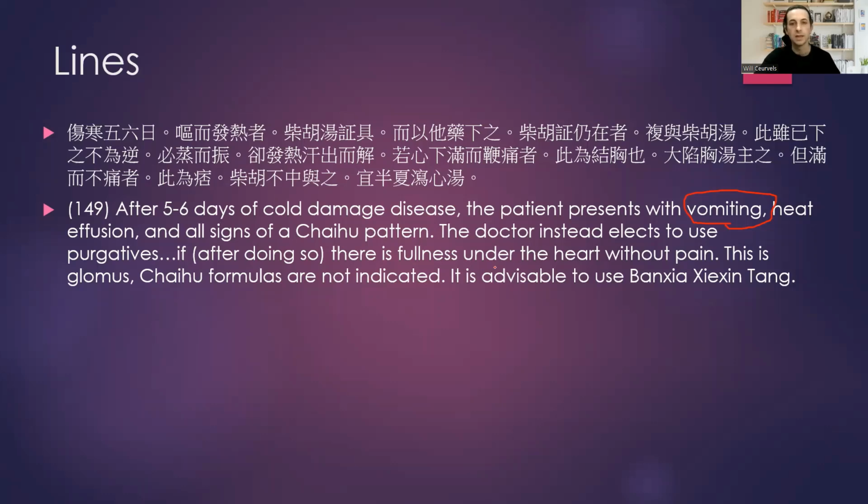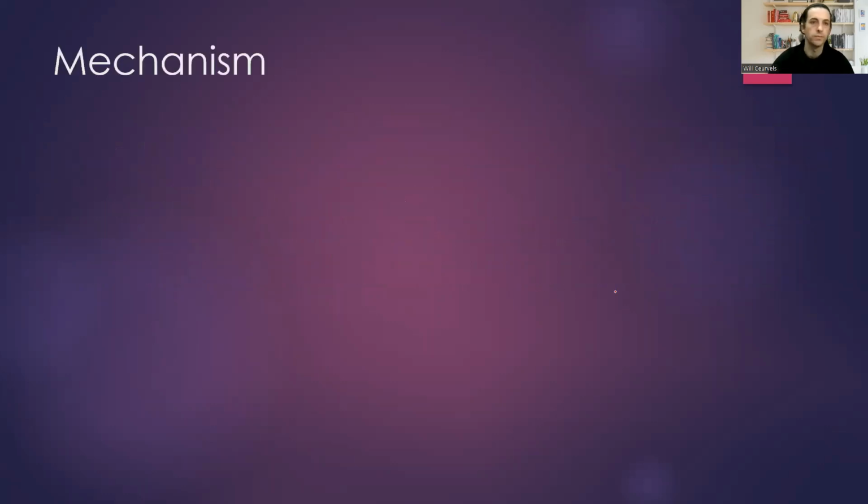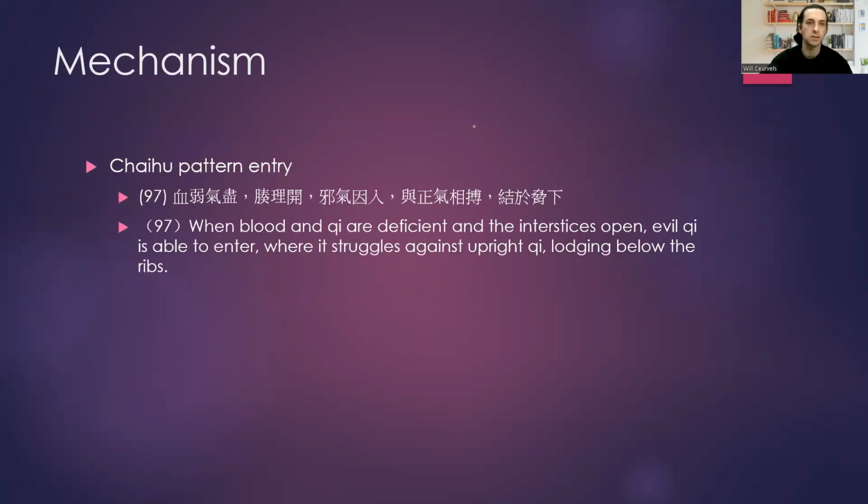And so as a result, this fullness comes in the substernal area without pain. So we said in these glomus formulas, technically they don't have pain. Actually, some people say they do. This is glomus, and Chaihu formulas are not indicated. So let's look at that mechanism a little bit for Banxia Xiexin Tang. They give us a little hint here, which is that the entry for this disease is via a Chaihu pattern that's then purged.